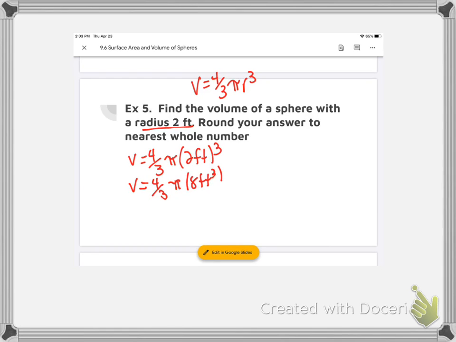3 doesn't go into 8, so we're going to just multiply all those together. So I have 4 times 3.14 times 8 divided by 3, which gives me 33.49, which I rounded up because you'd round that to 0.5. I know it's a close one. I probably wouldn't give you a hard time with either, but I'm going to leave it as 34 feet cubed.